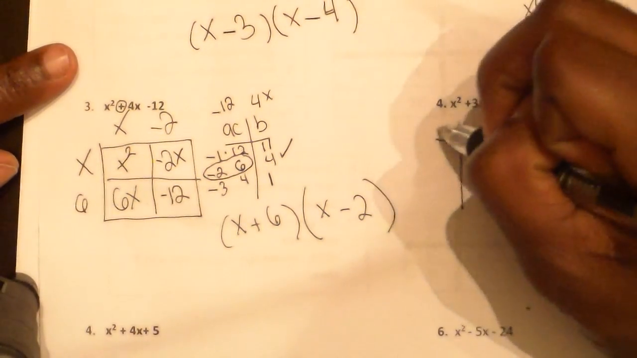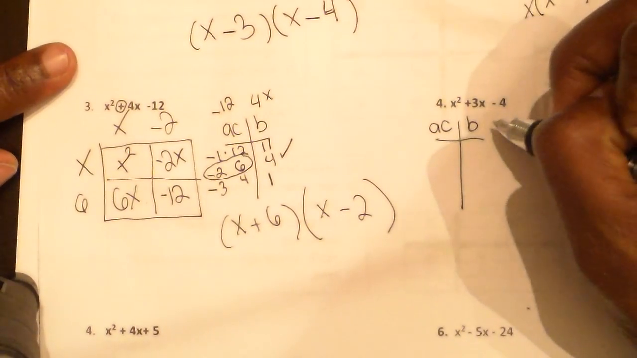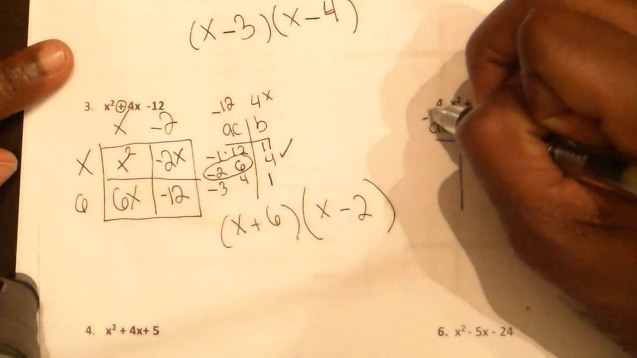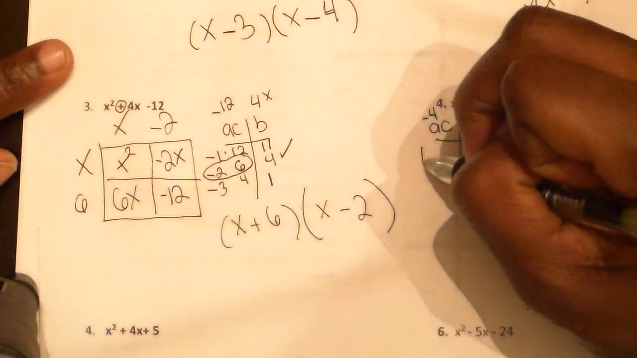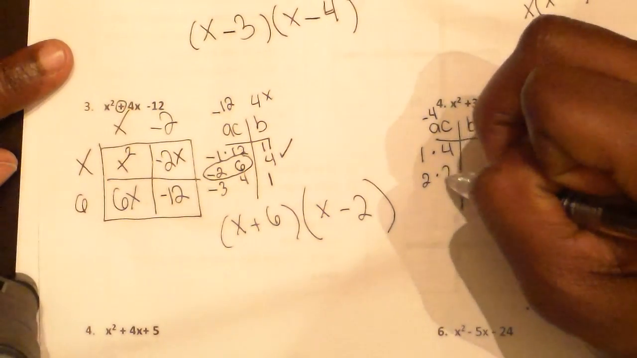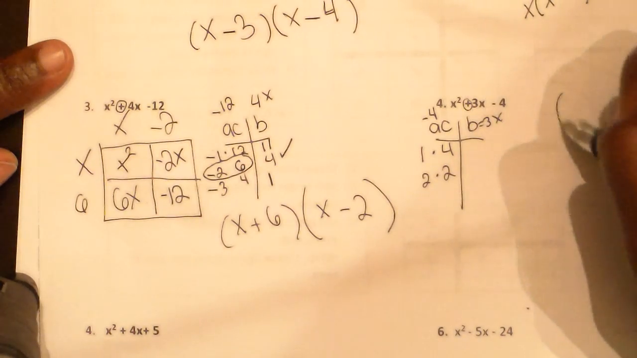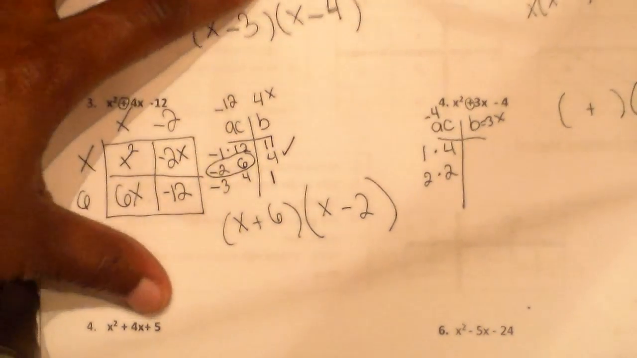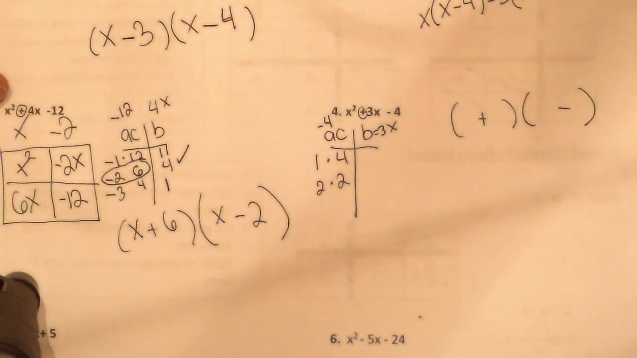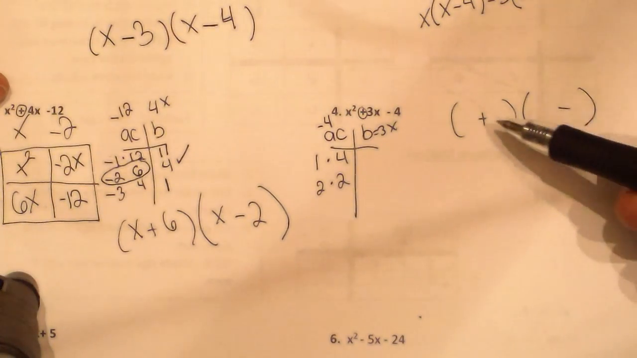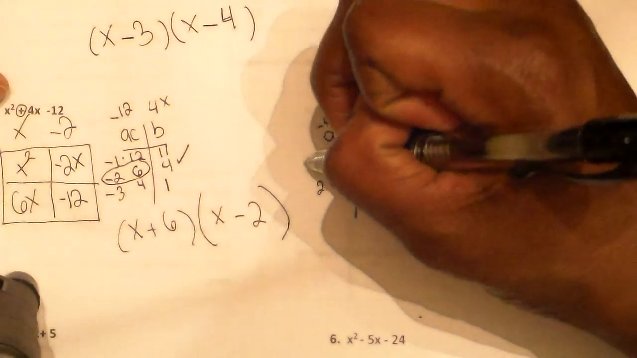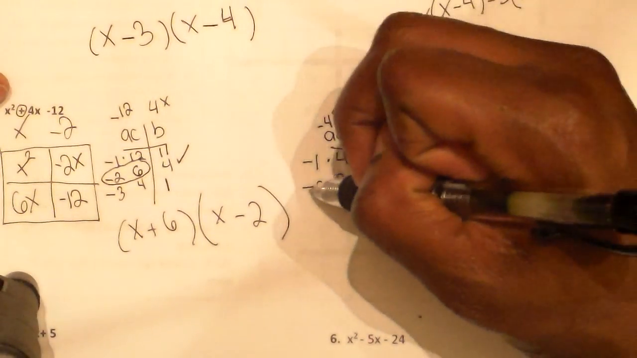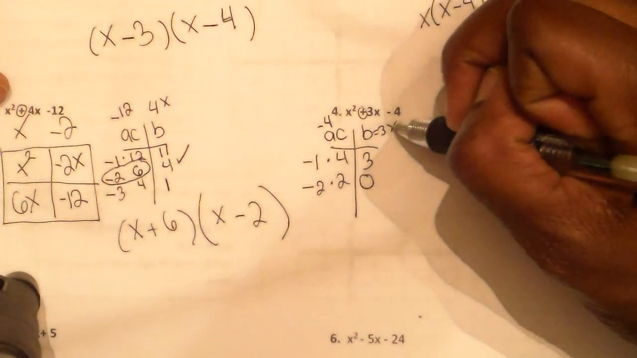I'm going to do the reverse one, the distribution method. So our middle term's 3x, a times c is negative 4. Factors are 1 times 4 and 2 times 2. First sign is going to be a positive. Positive times a negative is a negative. Got it? One of the numbers is negative, one's a positive, so I'll look over here, a positive 3x, so it's probably going to go with the smaller numbers. 4 minus 1 is 3, 2 minus 2 is 0. Which one matches the middle term?